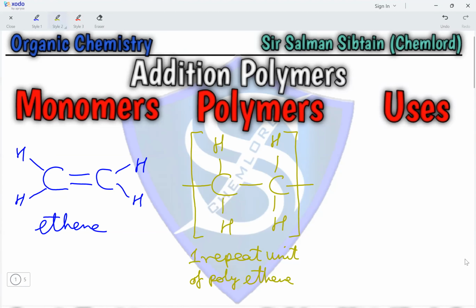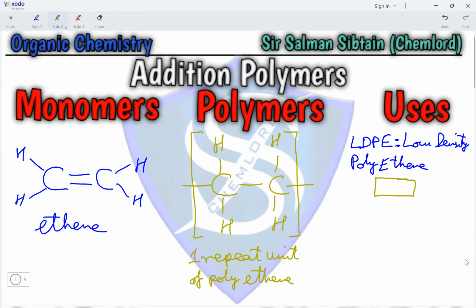So for uses of polyethylene, we need to understand that there are two types of polyethylene. The first type is called LDPE, which stands for low density polyethylene. In this structure, if we take a small sample of the polymer, we have chains of polyethylene randomly placed with a lot of molecular spaces between them. So the use for LDPE, or low density polyethylene, is to make plastic bags.